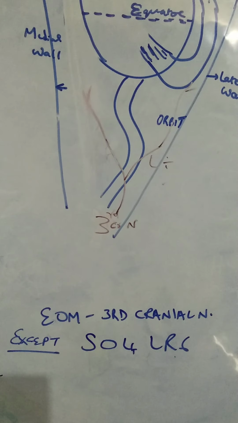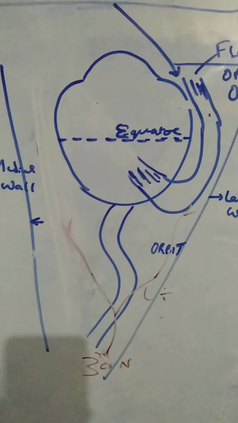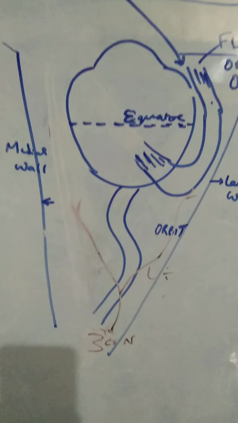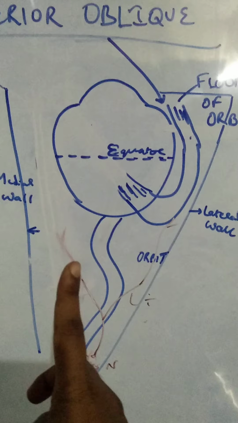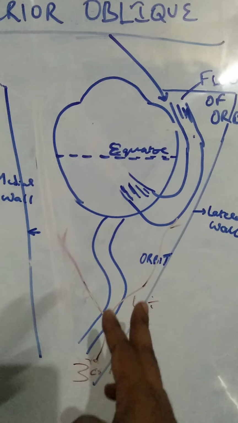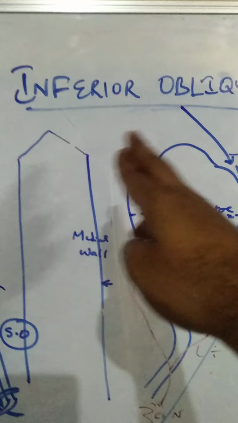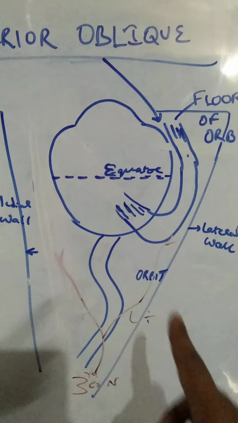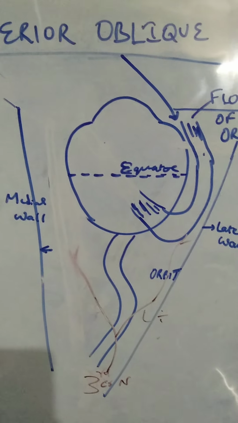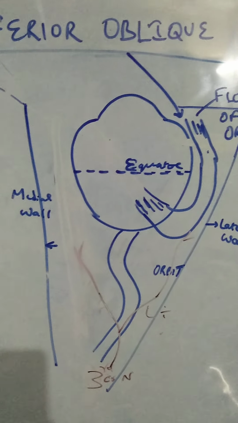So all the extraocular muscles are supplied by the third cranial nerve. In fact, even the inferior oblique is supplied by the third cranial nerve. The third cranial nerve, or oculomotor nerve, splits into two divisions. The upper division supplies the muscles above the eyeball. The lower division supplies the muscles below the eyeball. So is the inferior oblique lower or above? Of course it is lower. So the lower division of the oculomotor nerve supplies the inferior oblique.